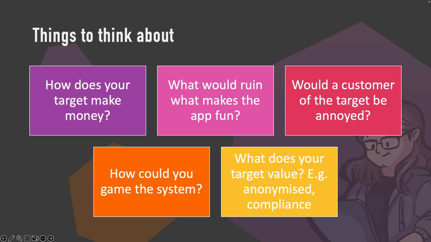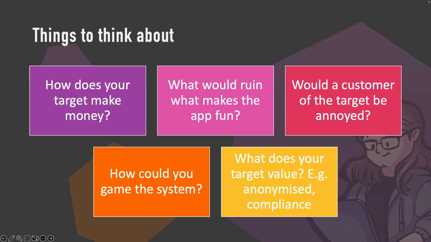Think about what would ruin the app, what makes the app fun. If you've got a game, you might consider sensitive information or business logic areas to be cheating. So think about the kind of customer that your target has. What would make them annoyed? What would be really frustrating for them? If you've got a university and you're running exams, obviously if a student can cheat, then that would be really serious for them. How could you game the system in place?